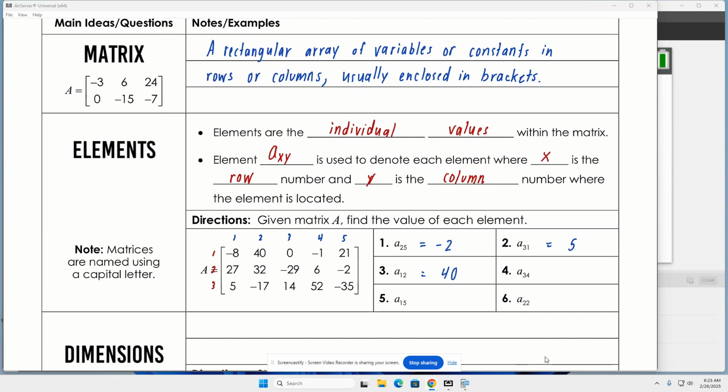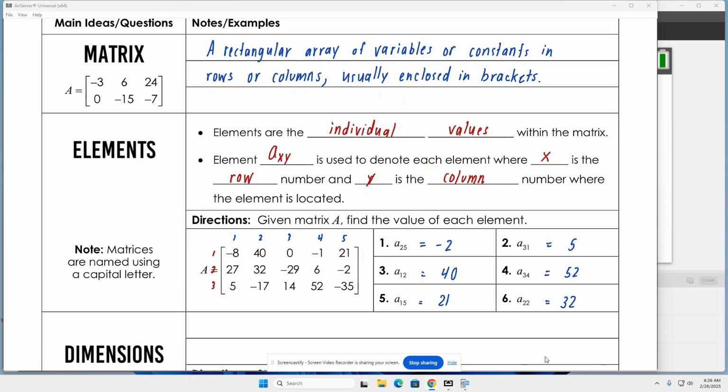Okay, so hopefully you've had time to do that. What was A sub 3, 4? A sub 3, 4 was 52. Hopefully you got that one. The next one, A sub 1, 5, first row, fifth column, was 21. And A sub 2, 2, that would be second row, second column, so that would be 32.